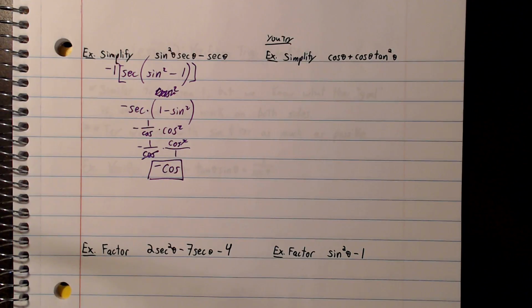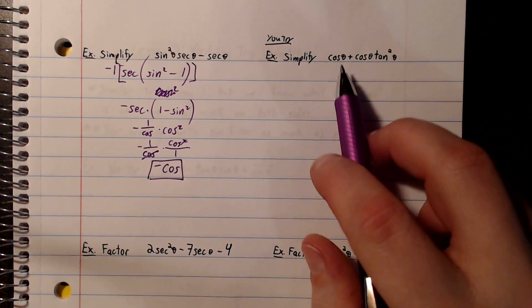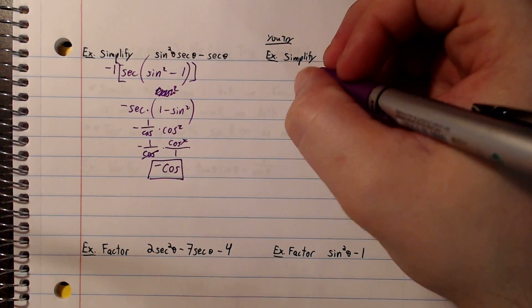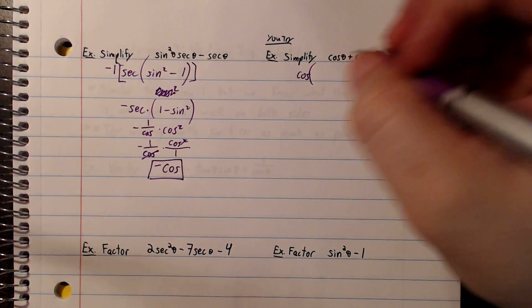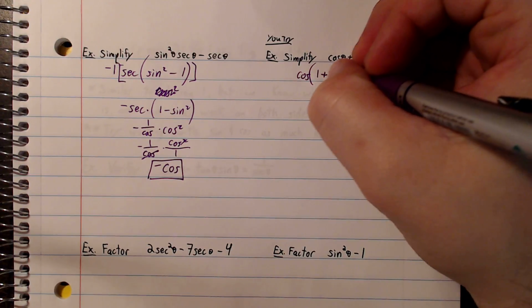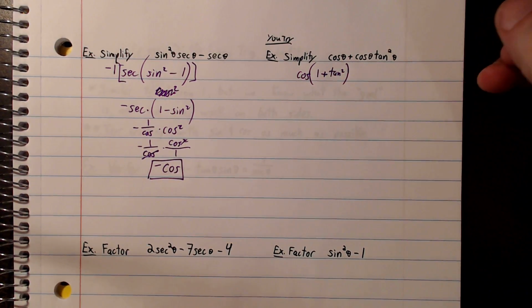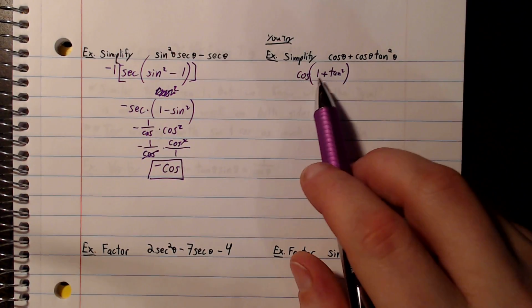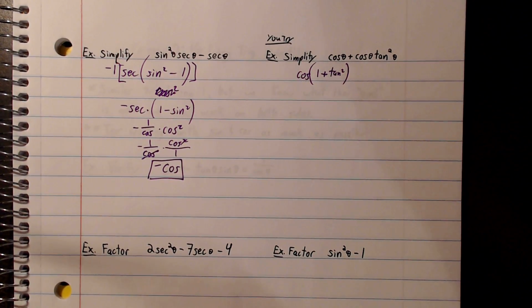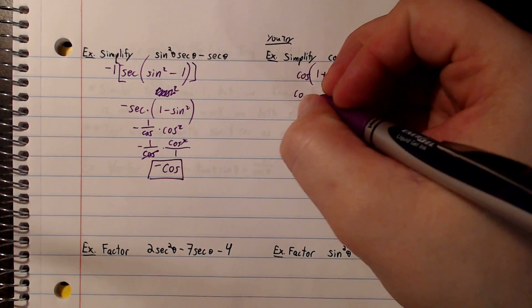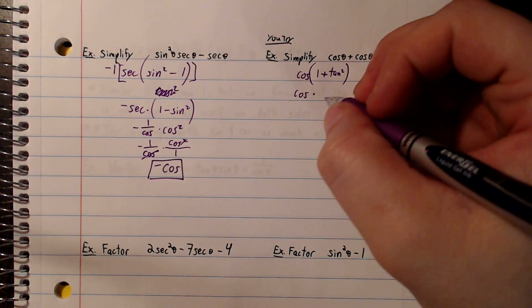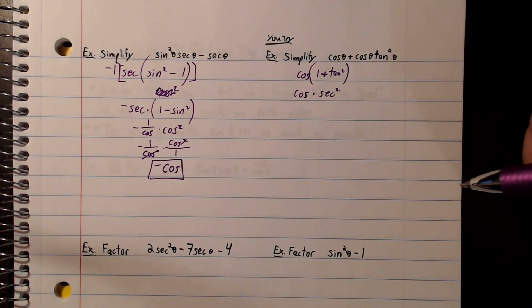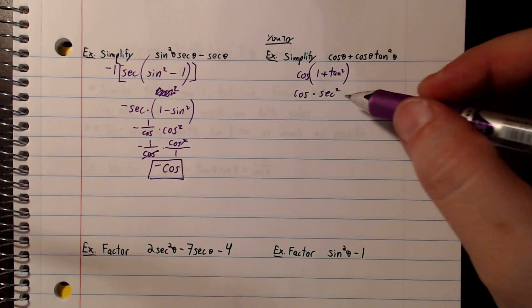All right, let's see how this one came out. I'm noticing I've got cosines that I can pull out from both. That leaves us with 1 plus tangent squared. That is fine. That's actually a Pythagorean identity. We don't have to do anything to it, right? It's just cosine times secant squared now, right? Pythagorean identity. This is good news too, right?